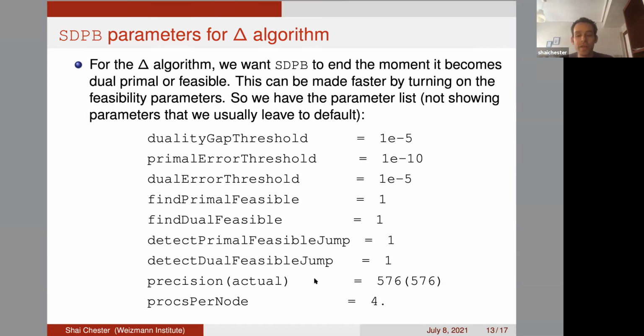Finally, there is the precision of SDPB, which, as mentioned in the previous lecture, you have to set to a very high value. This is one of the big barriers right now to improving SDPB: you need to choose the precision. And then finally, there's the number of processors I'm going to use to run SDPB. One of the nice advantages of SDPB is that it's a parallelizable program, so you can use multiple cores at once. Even on my humble laptop, I have 4 cores, and so I can use all 4.